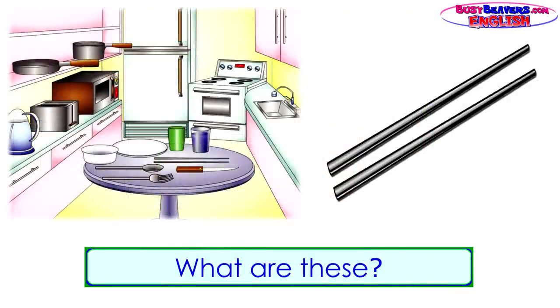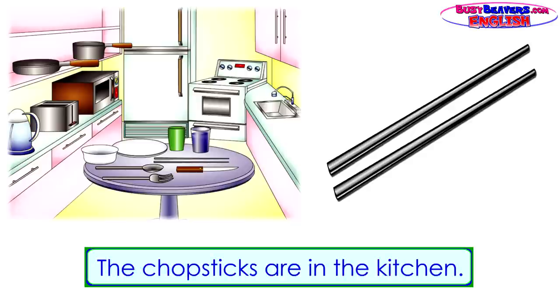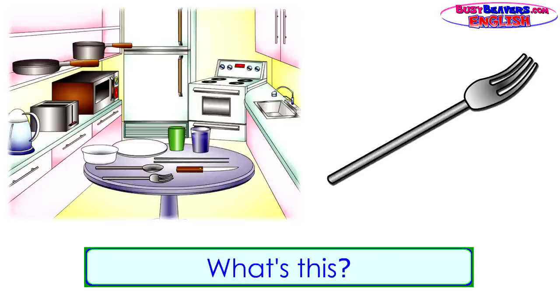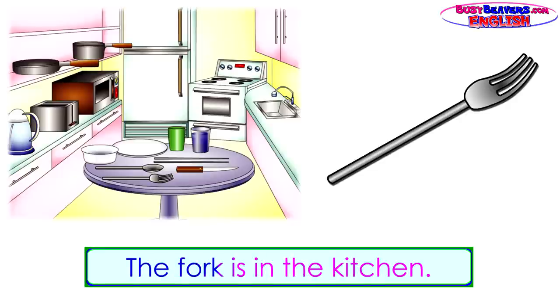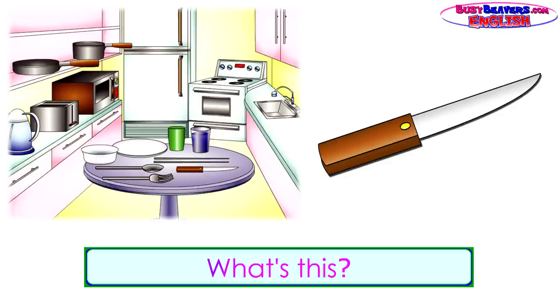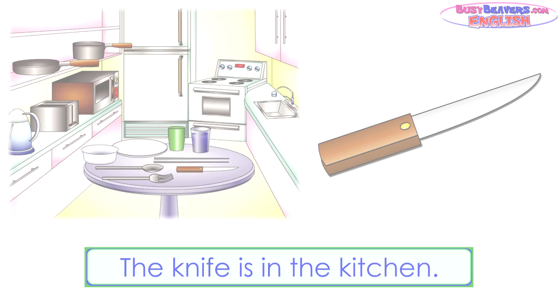What are these? Those are chopsticks. Where are the chopsticks? The chopsticks are in the kitchen. What's this? It's a fork. Where is the fork? The fork is in the kitchen. What's this? It's a knife. Where is the knife? The knife is in the kitchen.